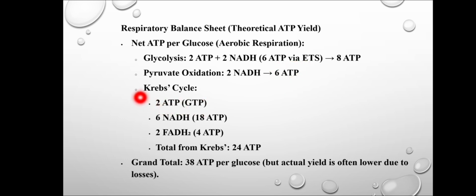Then the Krebs cycle overall produces 6 NADH, 2 FADH2 and 2 ATP. So overall, it produces 24 ATP. Out of this 24, 2 ATP is substrate level ATP and 22 ATP is oxidative phosphorylation level. So overall, the grand total is 38 ATP per glucose. Now, as I said, this is the theoretical figure. In real terms, it may be even lower because of certain loss of ATP.